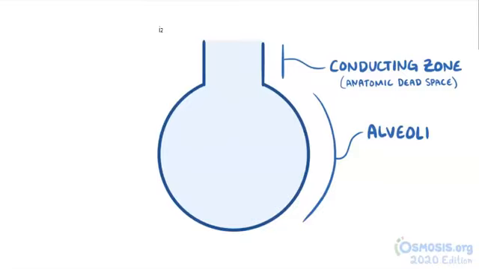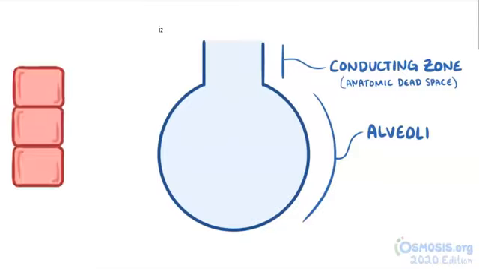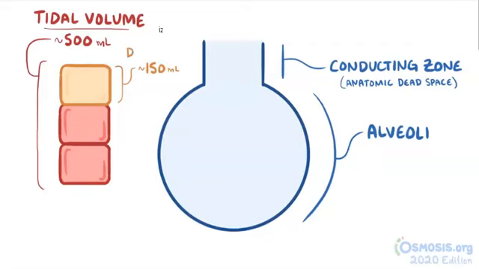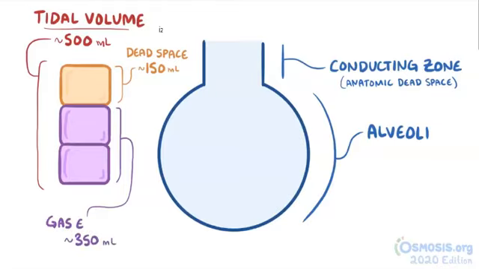Well, a normal person, when breathing quietly without any active effort, takes in about 500 milliliters or half a liter of air. And this is called the tidal volume, represented by these three blocks. Almost a third of this tidal volume, or about 150 milliliters, is trapped in this anatomic dead space. And the remaining 350 milliliters or so is used for gas exchange.